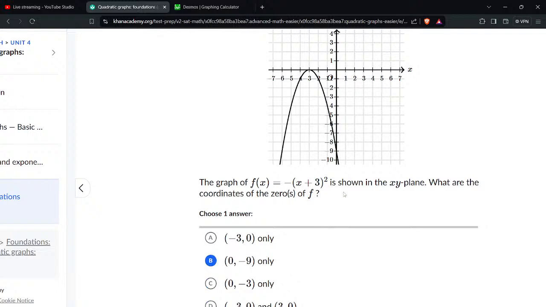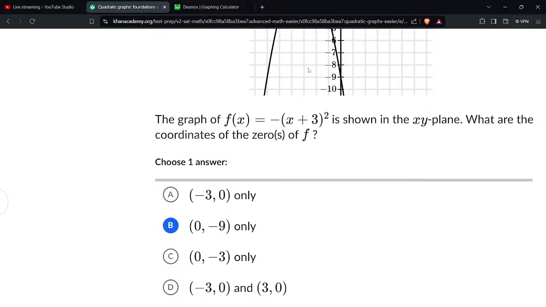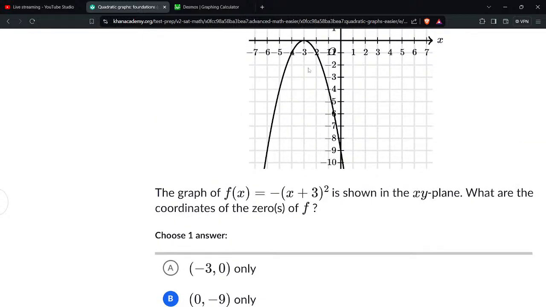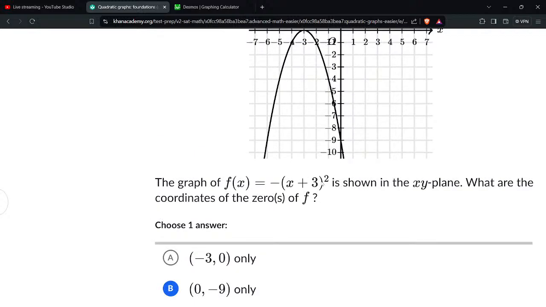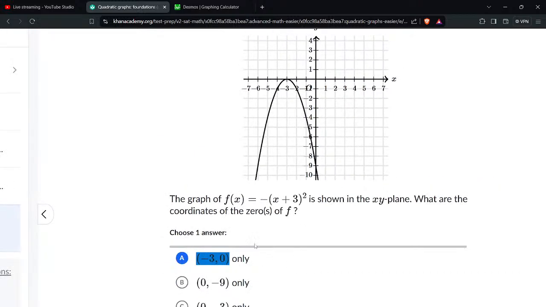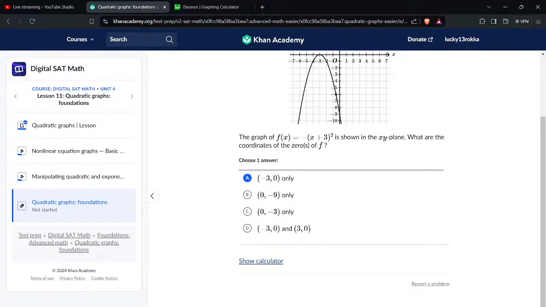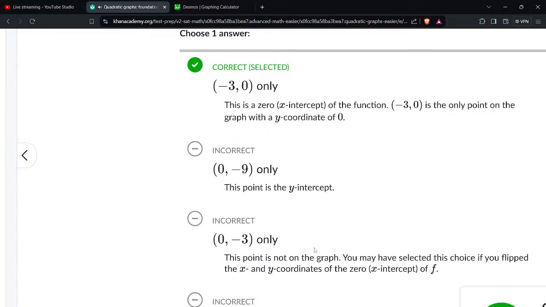Actually, what are the coordinates of the zeros of f? Wait a minute, we have zeros at minus 3 comma 0 as well, right? What does the zeros of f mean? It's in 0 comma minus 9. No, I think minus 3 comma 0 takes it. Okay, we'll know. Wait a second. There you go, okay. Let's look on the graph. I may have seen this, so let's reflect on that.